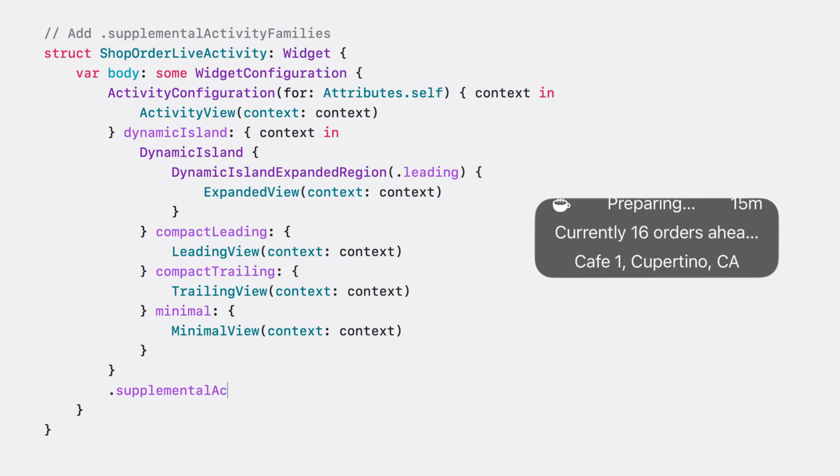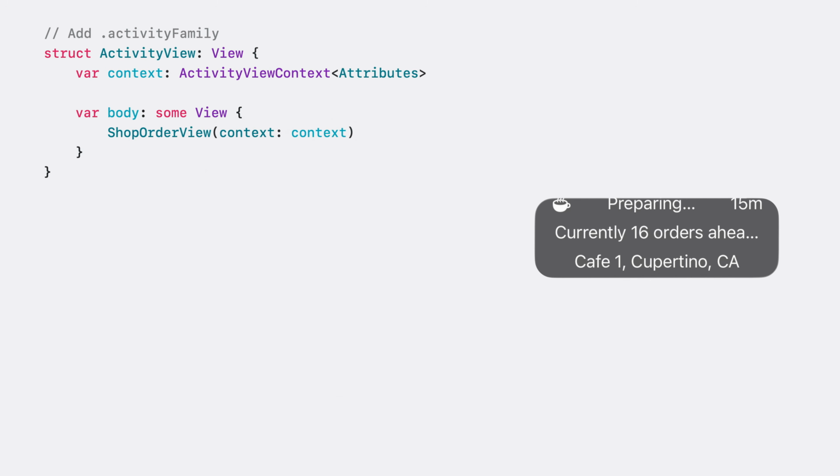To customize this live activity presentation for CarPlay, I'll add the supplemental activity families modifier, passing in small as an argument to my activity configuration. Now, rather than using the leading and trailing views, CarPlay will display my activity view, the same view that's used on the iPhone lock screen. For some live activities, this may look great, but mine is a little cramped with some of my content cut off. Luckily, I can customize this even further.